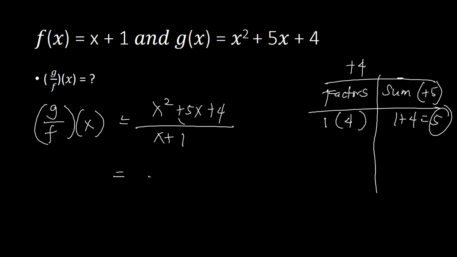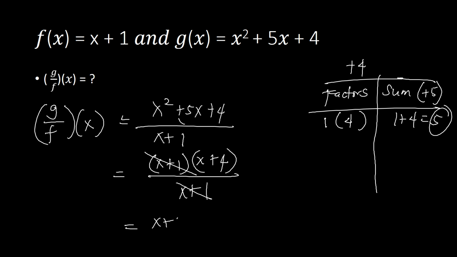So writing this one, we've got 2 factors for this. So square root of x squared, that's x. Then we've got a plus 1, and then we've got a plus 4. Copying at the bottom as x plus 1, canceling. So we've got x plus 4 as the result.